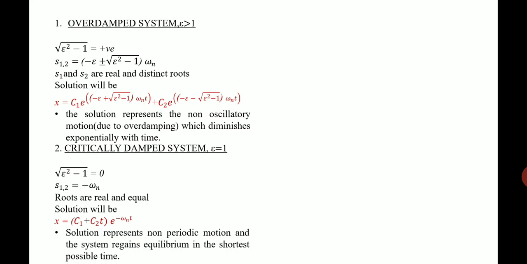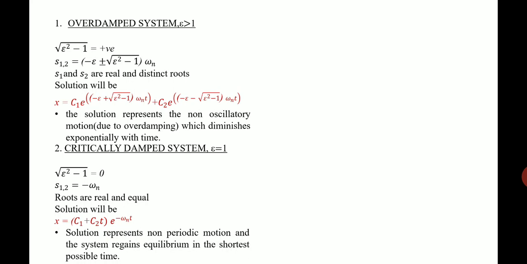For real and equal roots, the solution will be x is equal to c1 plus c2 t into e raised to minus omega n t. As shown in the figure, this is also a non-periodic, or non-oscillatory, motion, and it is quite similar to the overdamped system. The only difference is that the system attains equilibrium in the shortest possible time, and at most one time the mass will cross the mean position. So that is the case of the critically damped system, where epsilon is equal to 1.